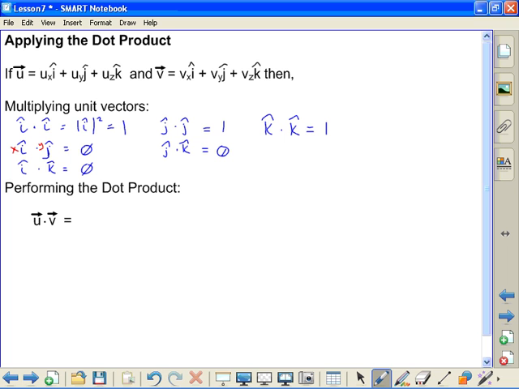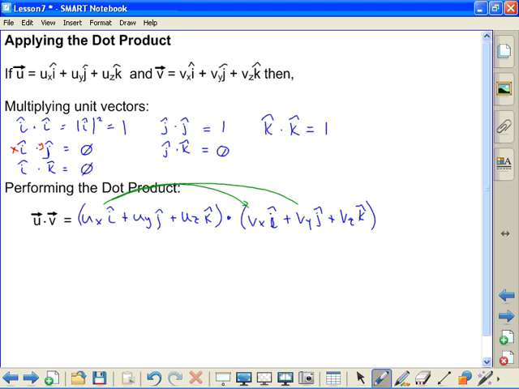So what happens with vectors in that format above? If we are taking the dot product of ux i plus uy j plus uz k, with vx i plus vy j plus vz k, when you do the dot product, it's just the distributive law. This is going to get a little bit messy to start with. We're going to distribute all of those together.